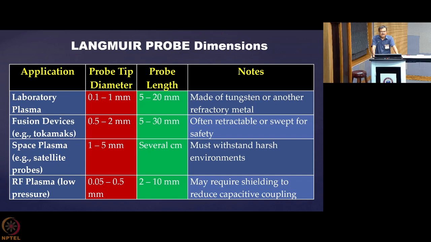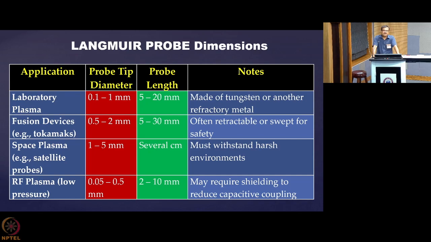Then for fusion plasma, fusion devices like tokamak, your probe tip is typically 0.5 to 2 millimeter in diameter, and probe length is 5 to 30 millimeter, and often it is retractable or swept for safety, because fusion plasma involves very high energy particles. They can cause damage if you keep the probe there for a prolonged period. So it is usually retractable, made like that for fusion devices.